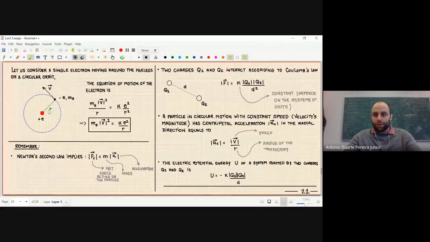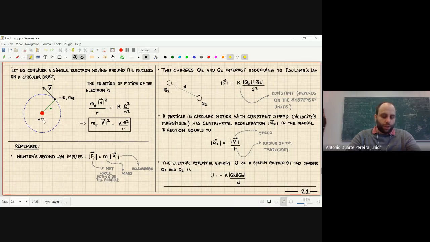So first, you have to understand why the charge in the nucleus is the absolute value of the electron charge. Well, the atom must be electrically neutral. So the charge here must be the opposite of the charge of the electron. And the electron has charge minus E. So the charge inside the nucleus should be plus E. And the electron has a mass that we are calling in these lectures ME, okay?